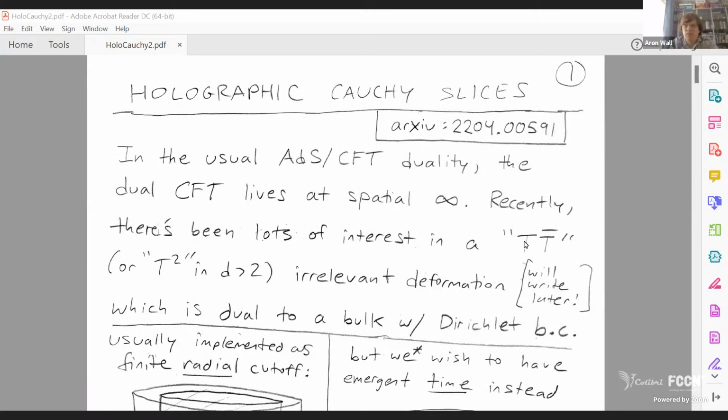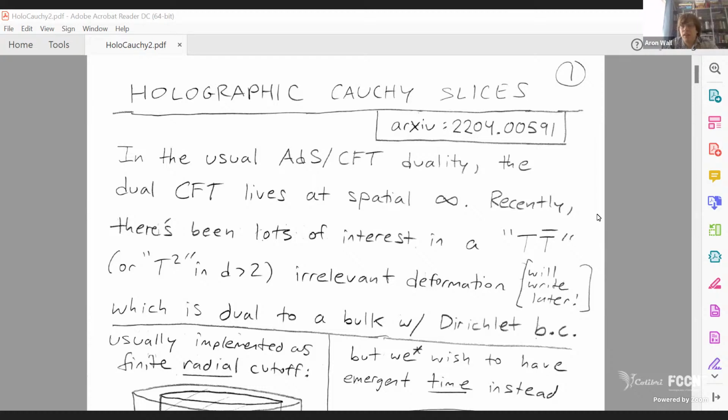I would like to speak about my recent work with my PhD students, Gonzalo and Rifat, about Cauchy slice holography. So in the usual AdS/CFT holographic duality, the dual CFT lives at the spatial infinity of anti-de Sitter spacetime.